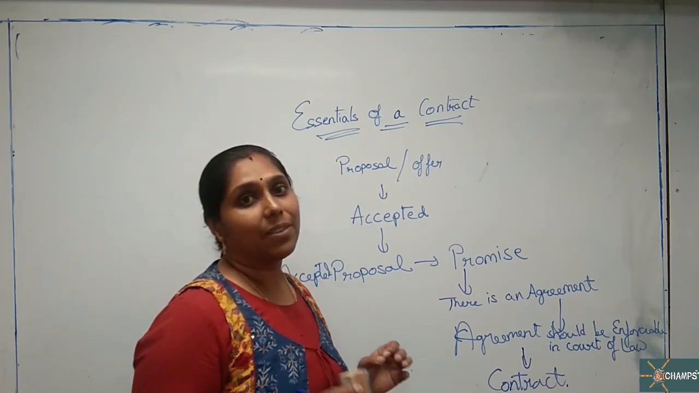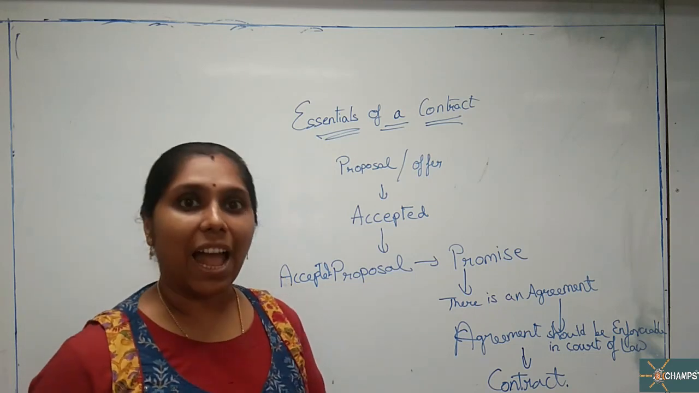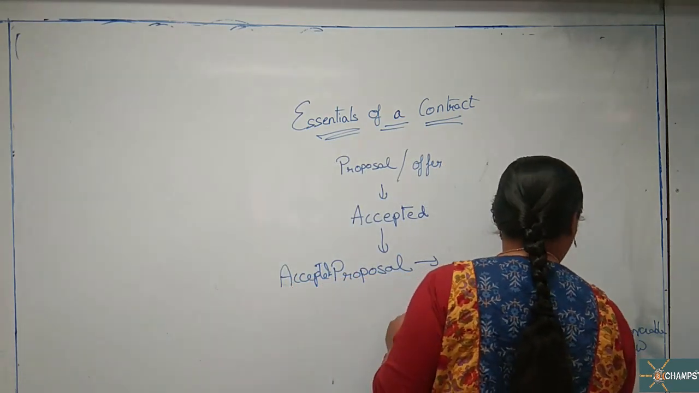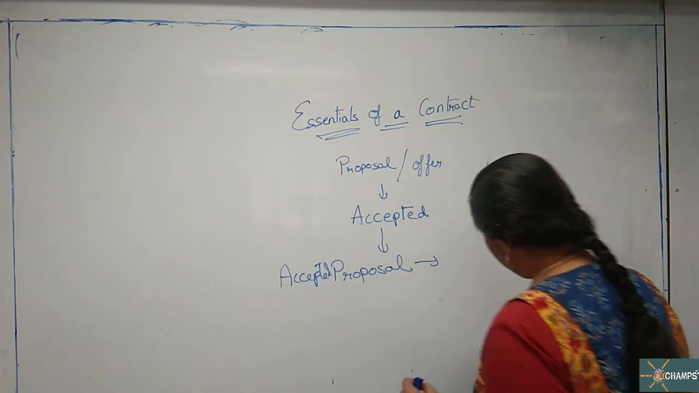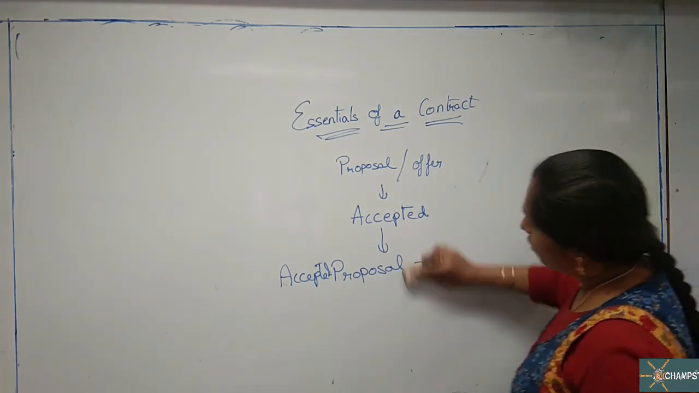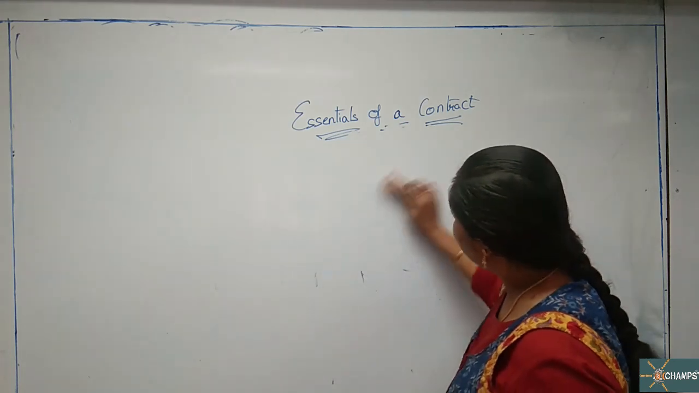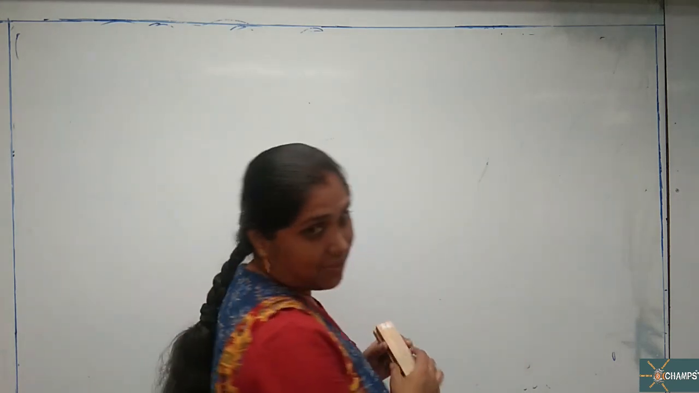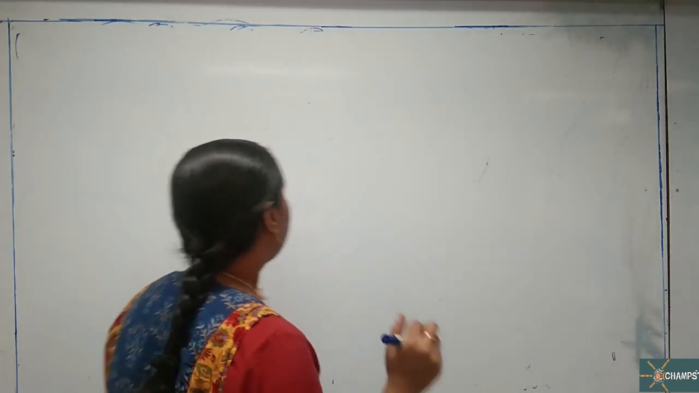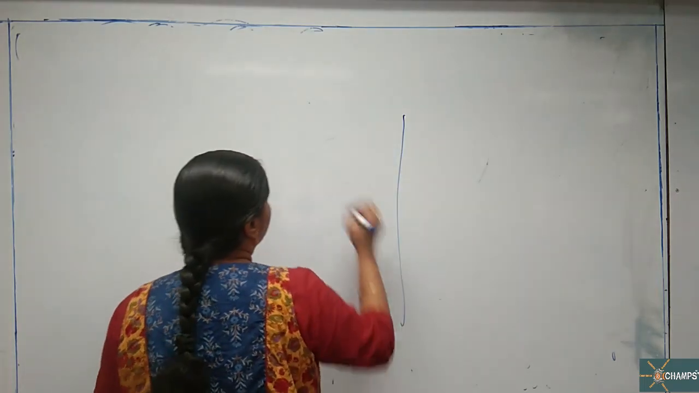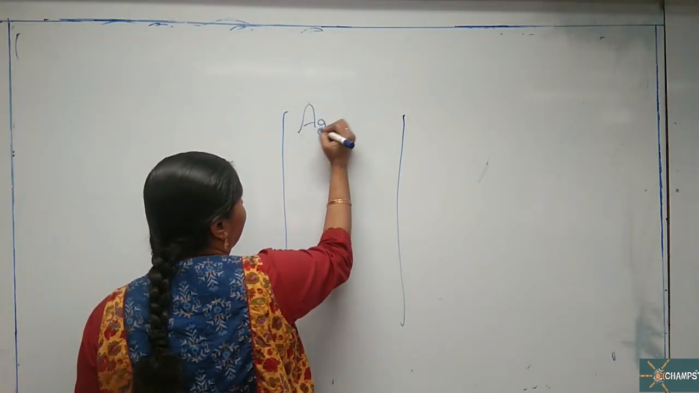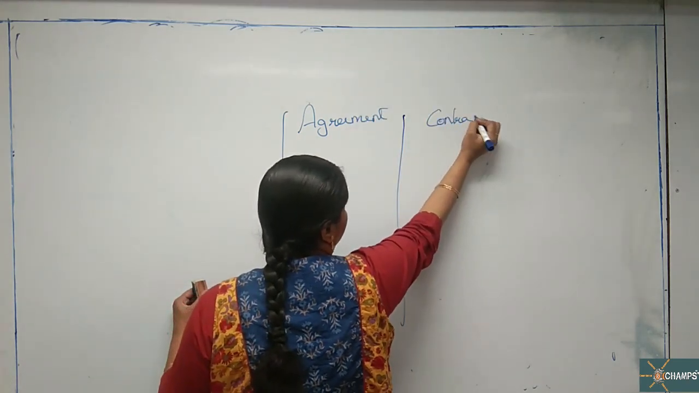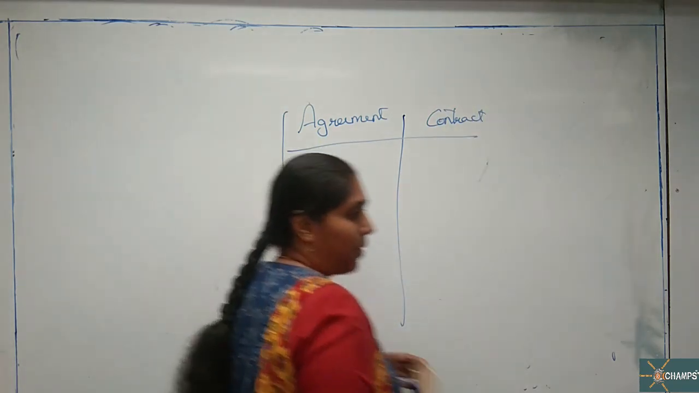Now I'll explain the difference between agreement and contract. Agreement and contract is another favorite of your examiner. So please note down the differences. These differences have been given in your study material as well, in page number 1.3. I'll be explaining it under those points. What is an agreement and what is a contract?